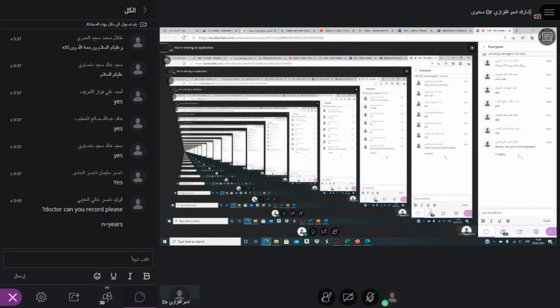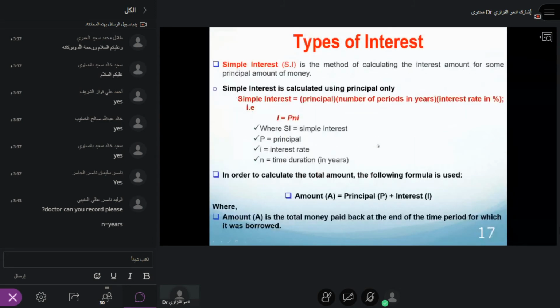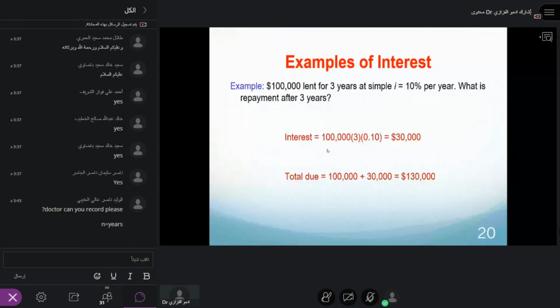Somebody is writing. Yes, n is equal to the duration, that is, you can call it years. So that is 3 years. If you remember, I said n is the number of periods in years, the time duration in years, that is n. So now you've calculated the simple interest, that is $30,000 from $100,000.